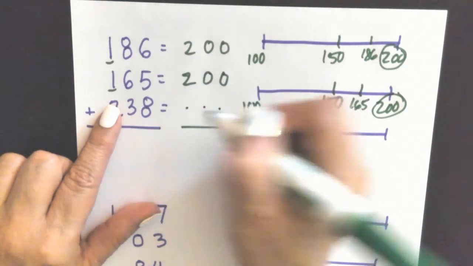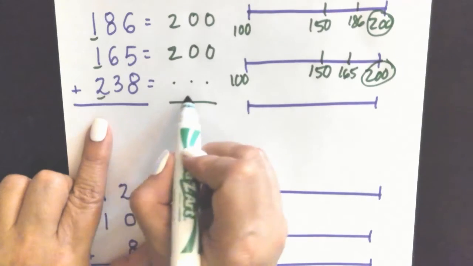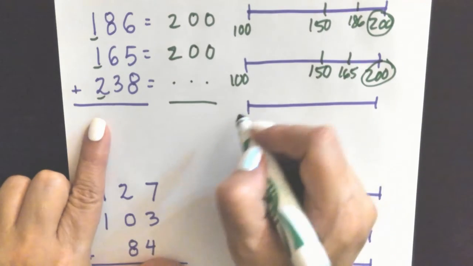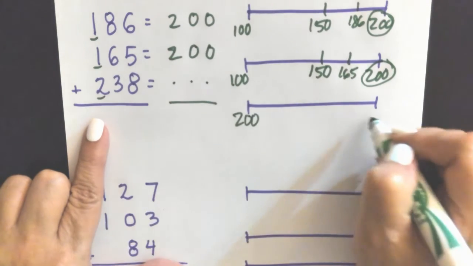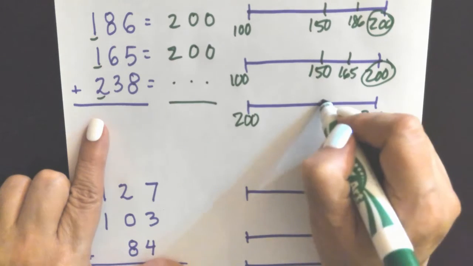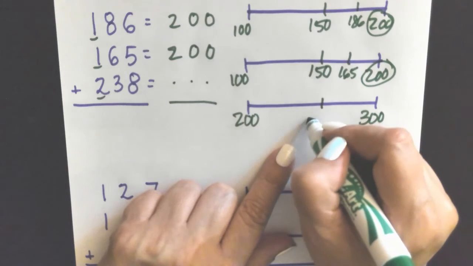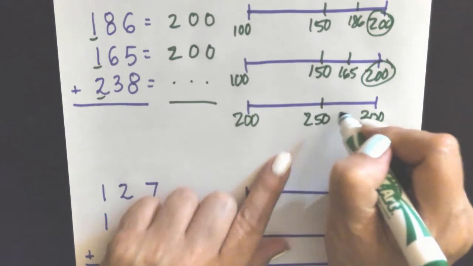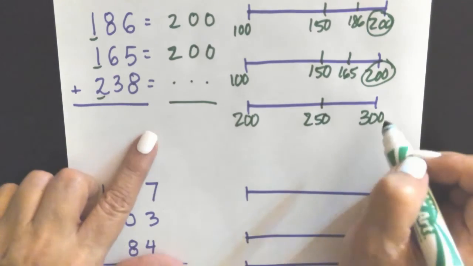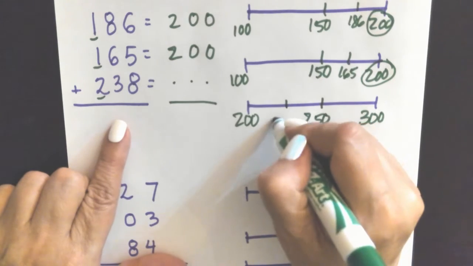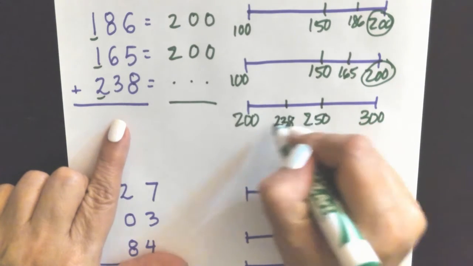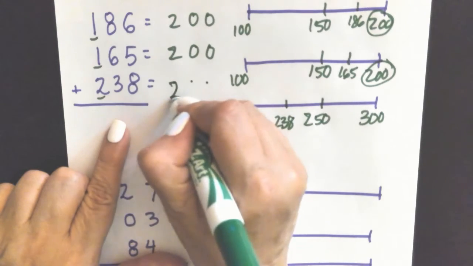Put the dots there. Some of you are probably thinking like that. 200, 300. What's in the center? It's not 150. It's 250. And the 238 goes right there, and it's closer to 200.